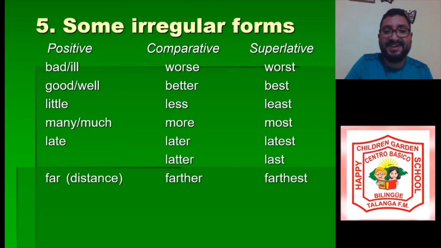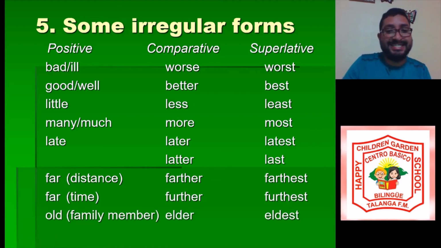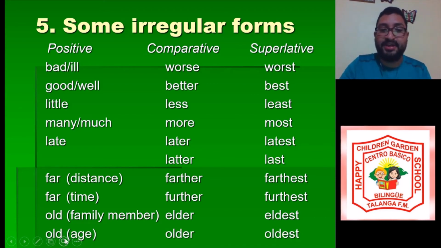Far, distant, farther, see, we're going to have the TH, farther, and some irregular, far, further, furthest. Old, elder, eldest. This is when we're talking about family members, and old with age, older, oldest. So this too is going to depend on the context, and we are going to use the adjectives accordingly. So this is the first part of the tutorial. Now we're going to see what you're going to be doing in your book.